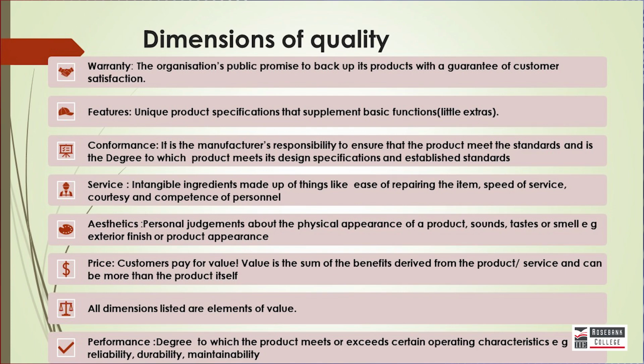The next one is price. Under price, we're talking about customers paying for value. Value is the sum of benefits derived from the product and can be more than the product itself. The next one is performance. Performance is the degree to which the product meets or exceeds certain operating characteristics, e.g., reliability, durability, maintainability, to mention a few.